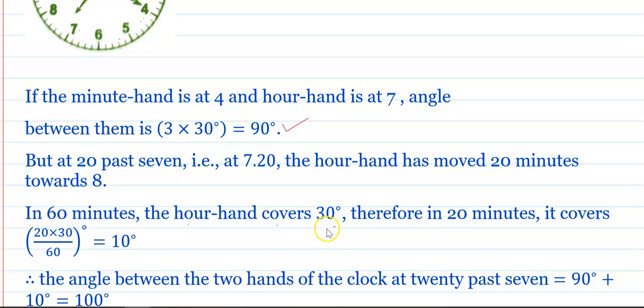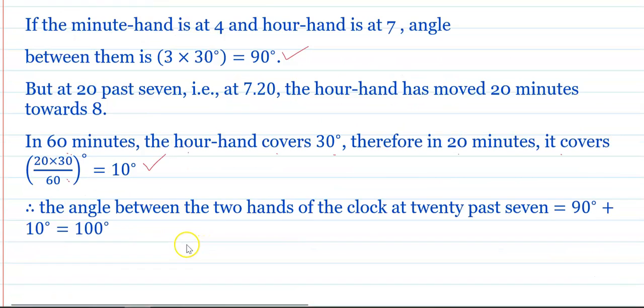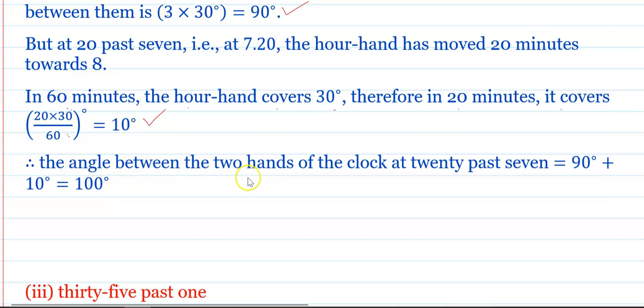In 60 minutes it covers 30 degree, and therefore in 20 minutes it covers 20 into 30 upon 60. प्रत्येकदा 30 upon 60 हा कॉमन असणार आहे, आणि जेवढे मिनिट्स असतील त्याला त्याने मल्टिप्लाइड करायचं आपण, then you will get this amount, that is hour hand moves toward the 8. Okay. And therefore the angle between the two hands of the clock at 20 past 7 is 90 degree plus 10 degree, and that is equals to 100 degree.